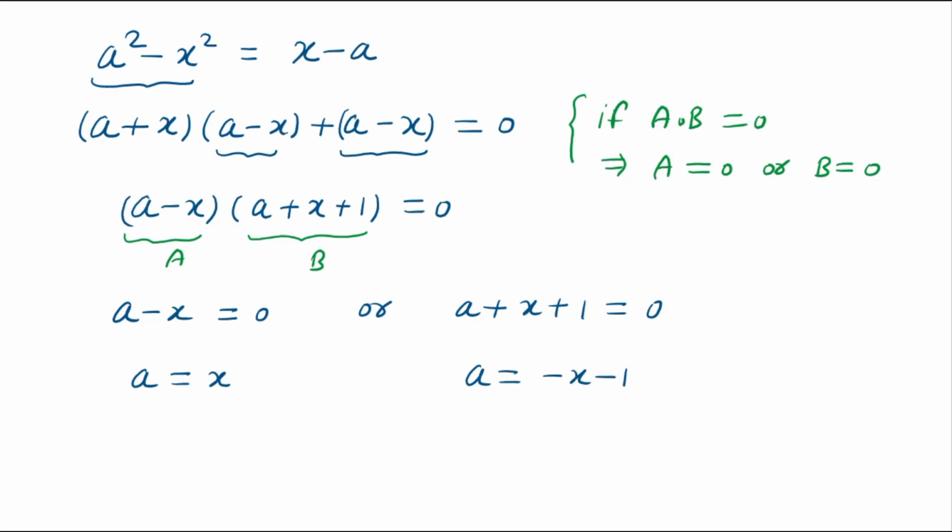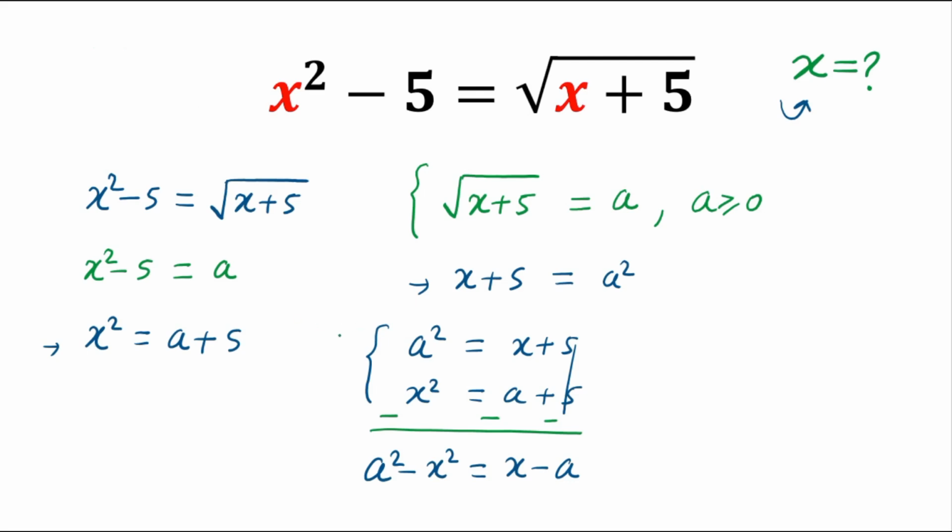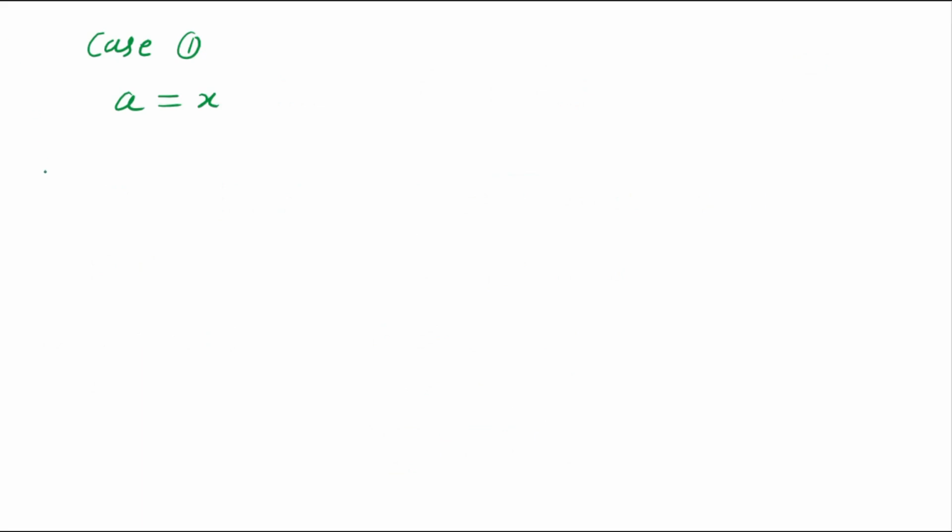Let's say this is case first and this is case second. Now first we will solve case first. Case first, a is equal to x, and look carefully here, this equation x square equals a plus 5, then x square equals here a, and we know that a is equal to x, so this is replaced by x plus 5.